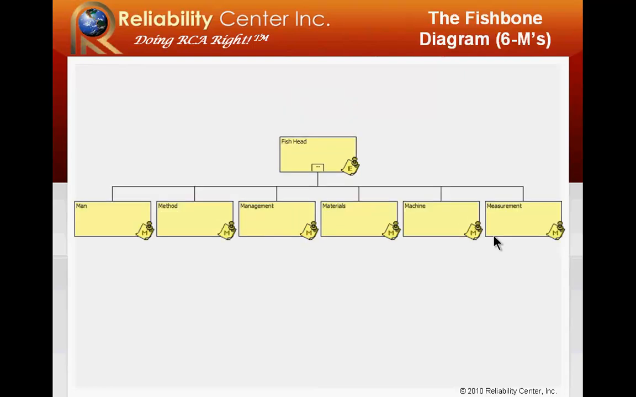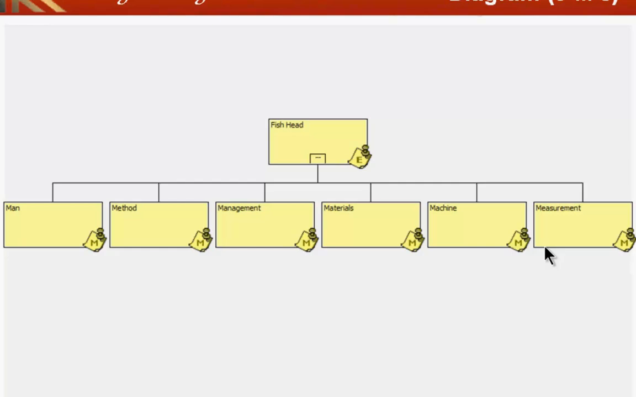The fishbone. We reorient our fish, it's going upstream, our fish head is our problem statement, and then we choose a category set, which is our modes in this depiction. We're going to use the six M's here: man, method, management, materials, machine, and measurement.